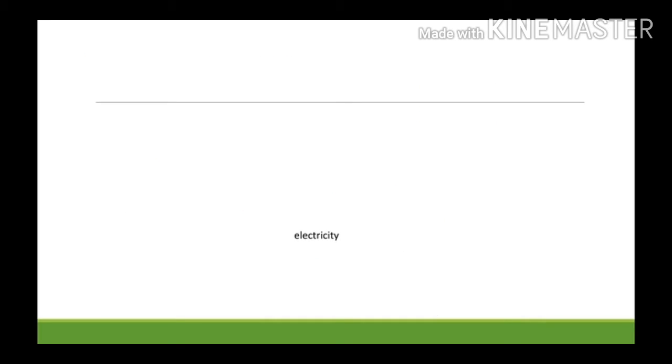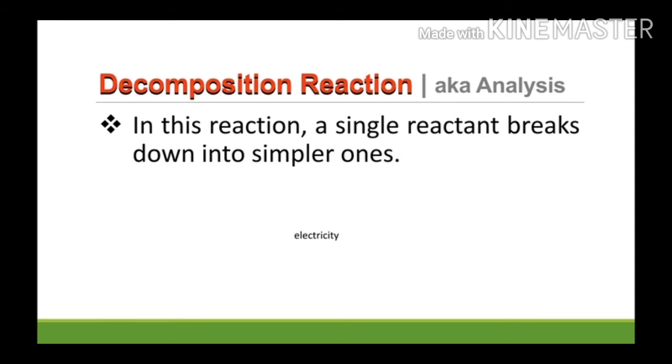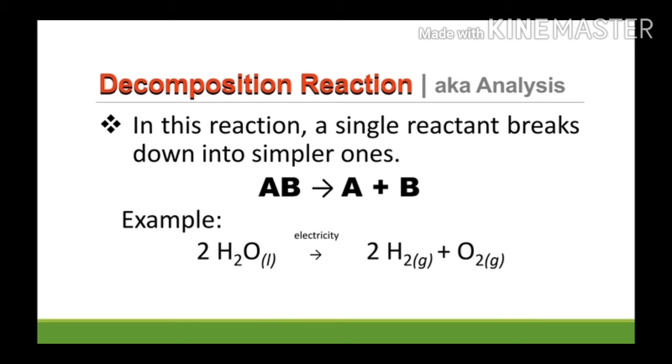The second type of chemical reaction is called decomposition reaction, or analysis reaction. In this reaction, a single reactant breaks down into simpler ones. We can represent this reaction as compound AB breaks down into substance A and substance B. An example of this reaction is the electrolysis process wherein 2 moles of liquid water breaks down into 2 moles of hydrogen gas and 1 mole of oxygen gas.